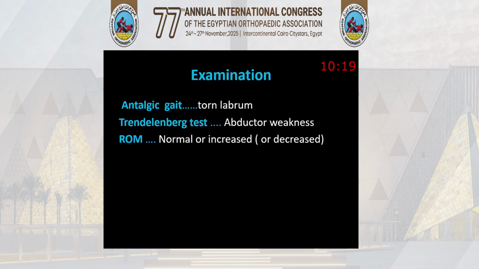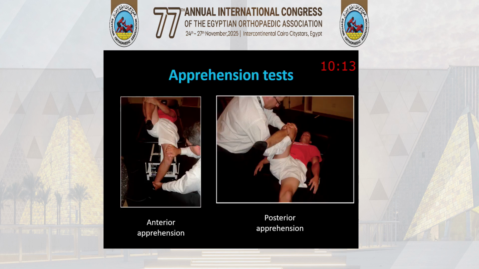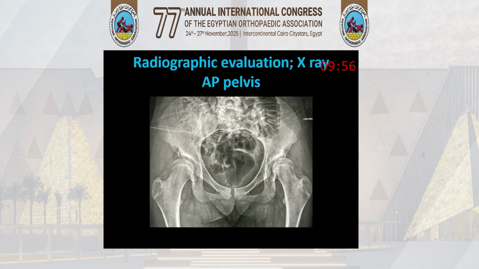The range of motion can be normal, and can sometimes be increased or decreased in some types of dysplasia. Special tests: the impingement test for the labrum, and the apprehension test for the deficiency. For example, in the anterior apprehension test, we have a deficiency of the anterior coverage, so with abduction and external rotation, apprehension is positive, and the posterior apprehension test is for the posterior dysplasia.